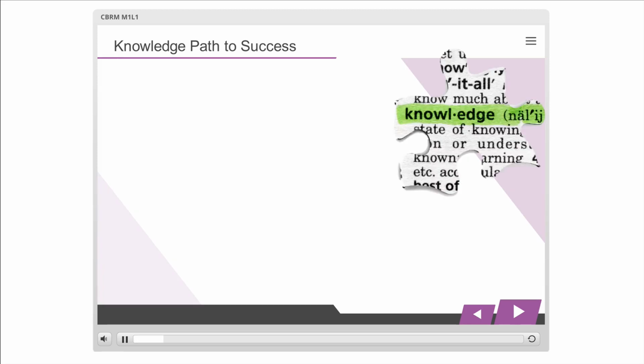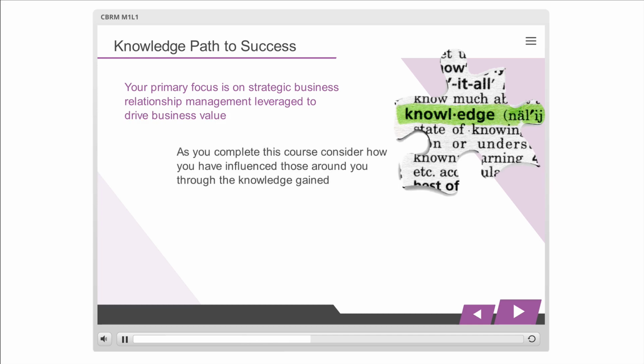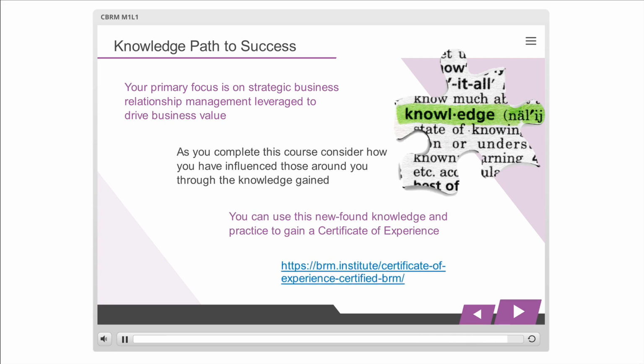As a CBRM, your primary focus is on strategic business relationship management leveraged to drive business value, build strategic partnerships, and evolve enterprise culture. As you complete this course, you may like to consider how you have influenced your local communities, yourself, your businesses, or those around you through the knowledge gained from this course. You can use this newfound knowledge and practice to gain a certificate of experience. Access the link on your screen to find out more.